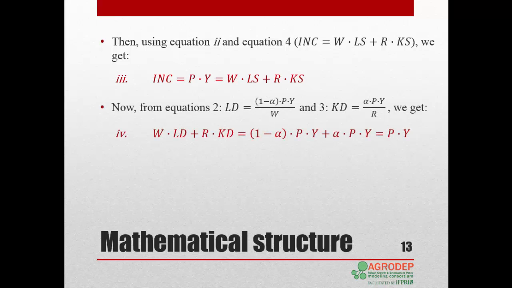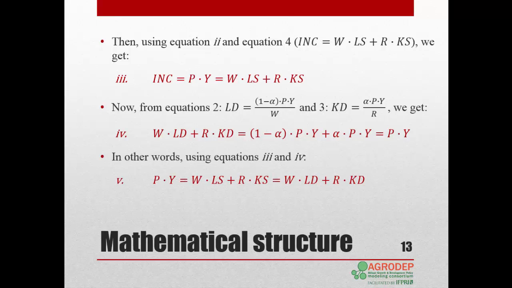Now from equations 2 and 3 on factor demand, Ld is equal to 1 minus alpha times PY over W, and Kd is equal to alpha times PY over R. We can bring factor remuneration rates, W and R, to the left-hand side of the equations. When we add both equations, we obtain equation IV, which says that PY is equal to the total value of factor demand.